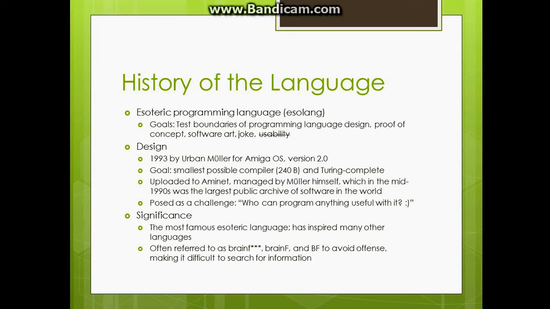BF was designed in 1993 by Urban Mueller for the Amiga operating system. His goal was to create the smallest possible compiler for a Turing-complete language. He managed to do this in 240 bytes. He uploaded it to the largest public archive of software in the world at the time, which he actually managed himself. He posed BF as a challenge, and I quote, "Who can program anything useful with it?"